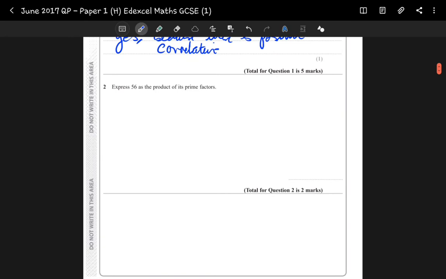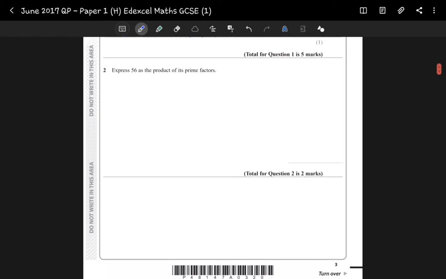So here we have: express 56 as a product of its prime factors. Now this is all about trying to break down this number 56, such that the numbers that multiply together will give 56, and those numbers which multiply together are all prime numbers themselves. Okay, and they're the smallest prime numbers into which it can be broken. Now, my favourite method for doing this is to break it down as stemming off from each number. So you'd write 56 like this, and then you'd stem off into two factors.